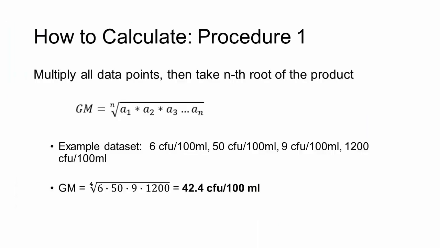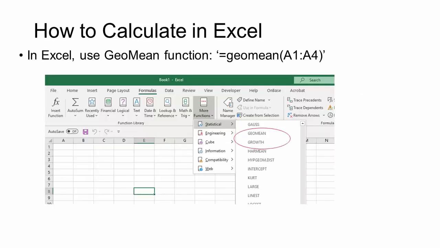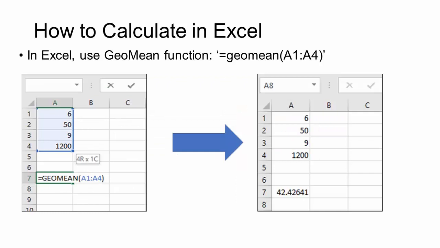There are several procedures we can use in calculating our geomean. The first would be to multiply all of the data points and then take the nth root of the product. If you were to use the second procedure, proceed in taking the average of the logs and then convert to a base 10 number. The third procedure, and one of the easiest, is to use the geomean function in Excel. This can be found under More Functions by clicking on Statistical and then selecting Geomean.